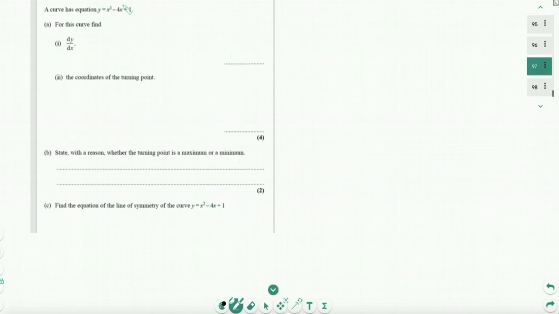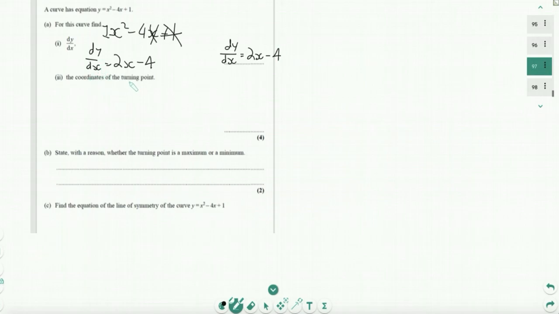A curve has the equation of y equals x squared minus 4x plus 1. For this curve, find dy over dx. All right, pretty straightforward. X squared means 1x squared. 1 times 2 is 2x. 2 minus 1 is 1, so 2x to the power of 1, which is just 2x. Minus 4x, well, x is by itself, so it's just going to be minus 4. And then plus 1, it's a constant, so it disappears. So yep, dy over dx is equal to 2x minus 4.